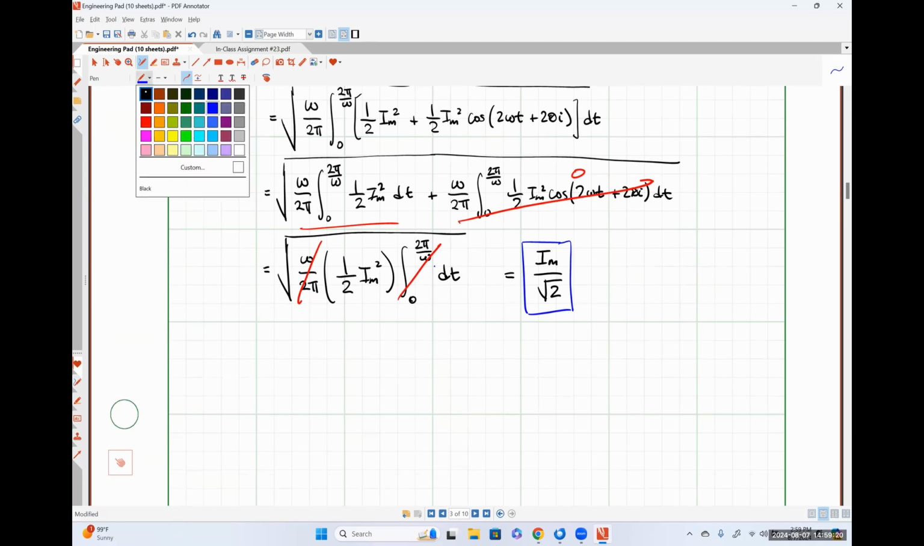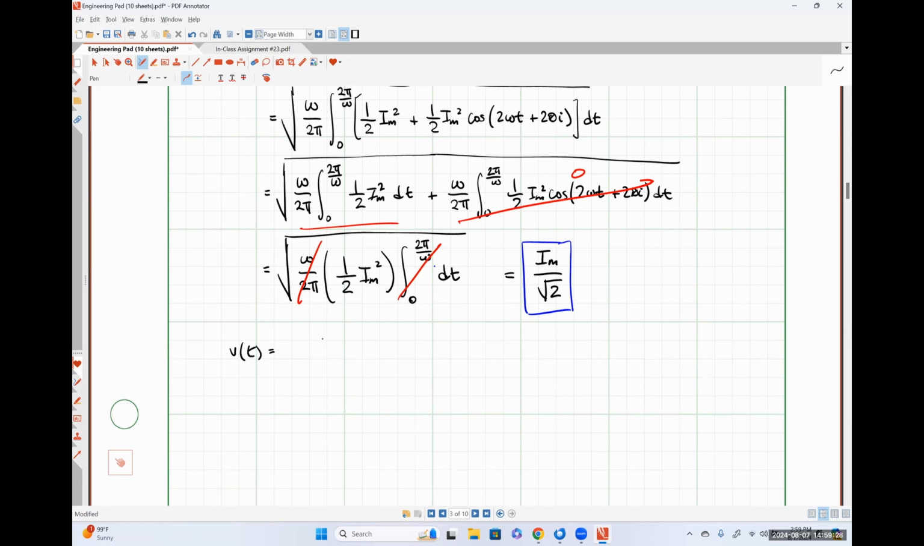So what if we had something like v of t is equal to 8 cosine 5t plus 10 cosine 10t plus 5 cosine 15t, and so on and so forth.